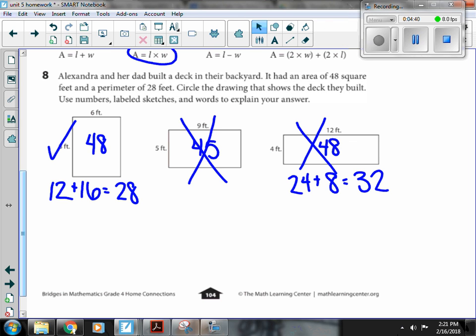And that is tonight's homework, reviewing our perimeter and area.